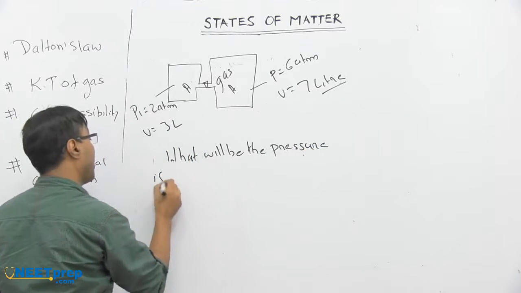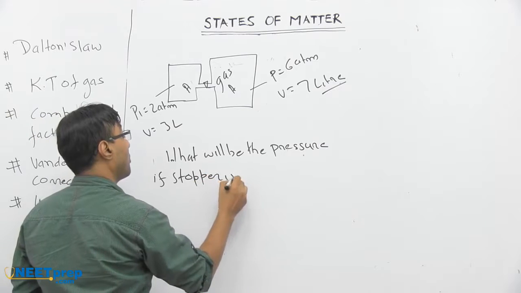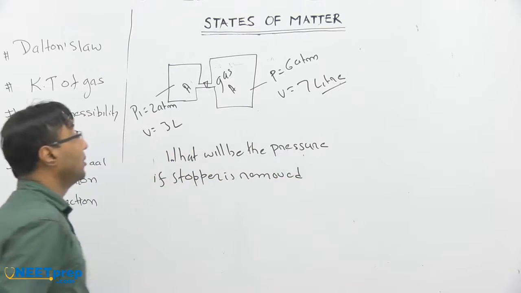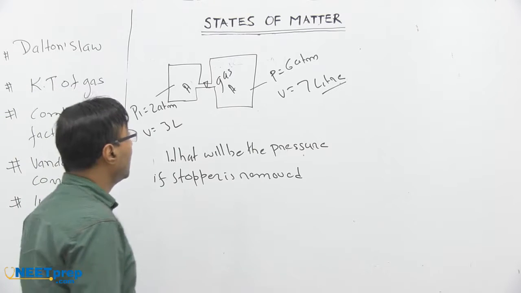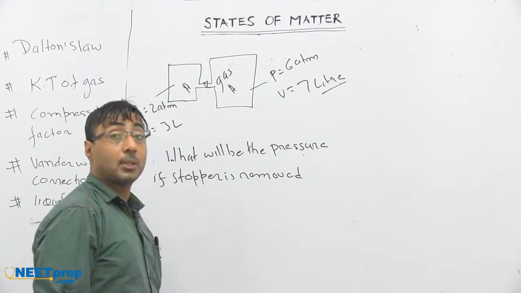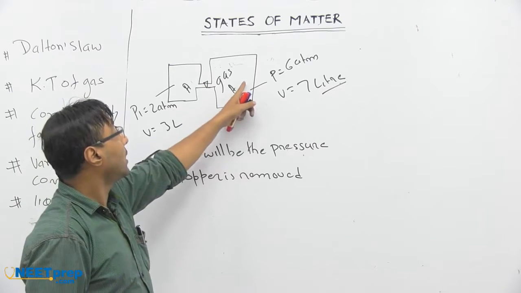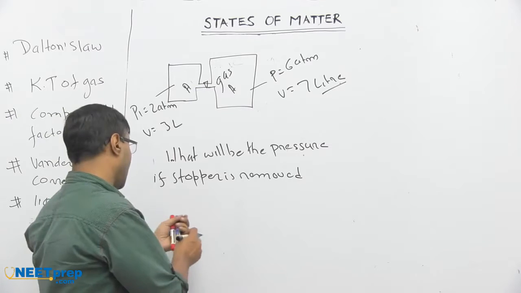What will be the pressure if the stopper is removed? As we know, gas flows from high pressure to low pressure until the pressure becomes equal. So obviously gas will flow from this container to this container.